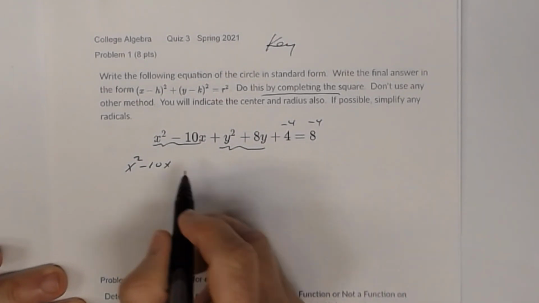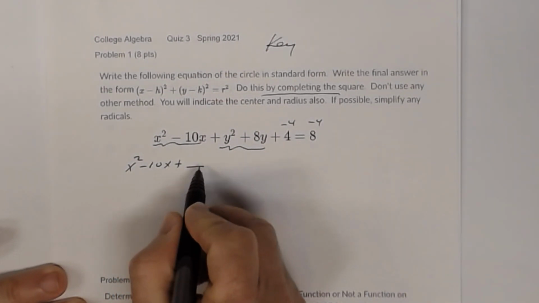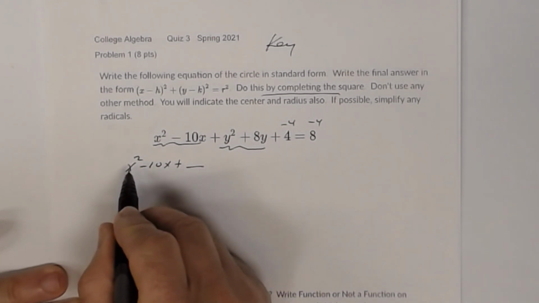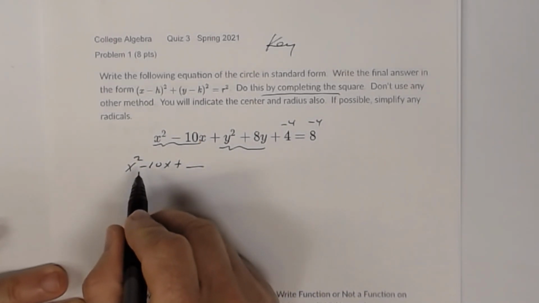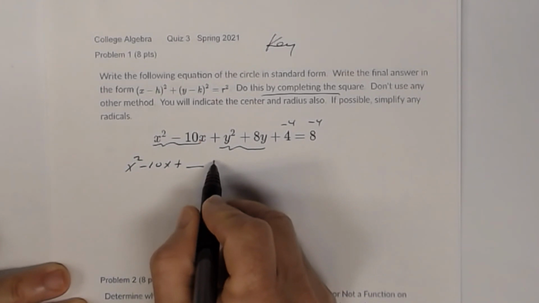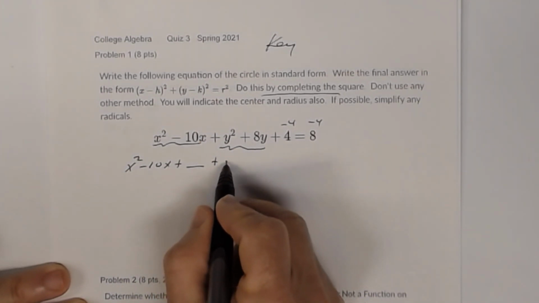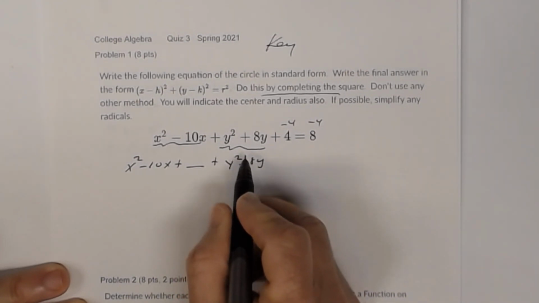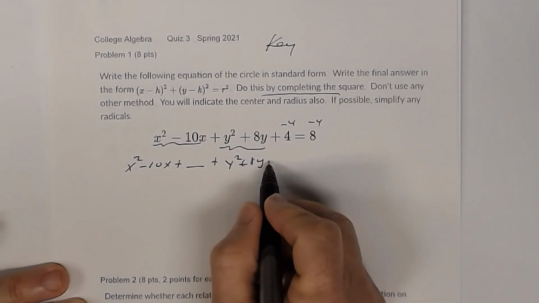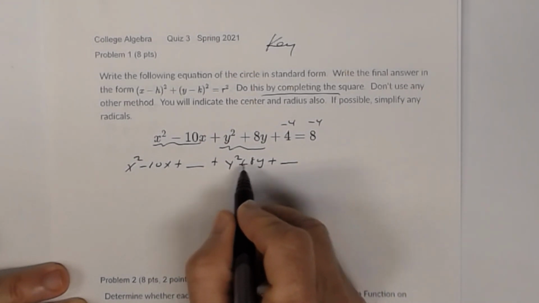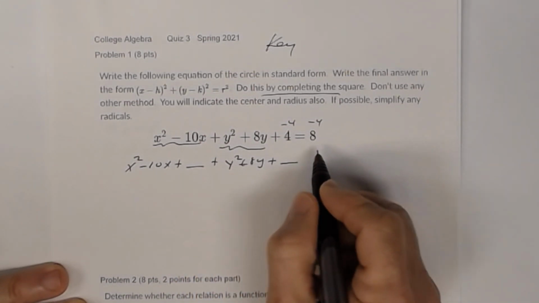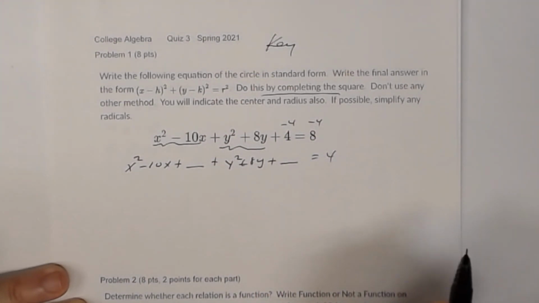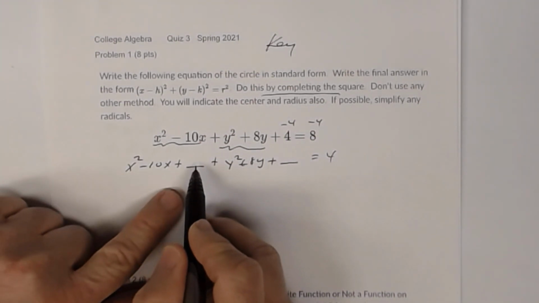when completing the square, we're going to add some constant to these two terms right here. And then the same thing over here. When we group this, we're going to get y^2 + 8y. And then when I complete the square on the y's, we're going to be adding a term to these two as well. And then that's going to equal 8 - 4, which is 4. All right, so let's go ahead and figure out what this must be.